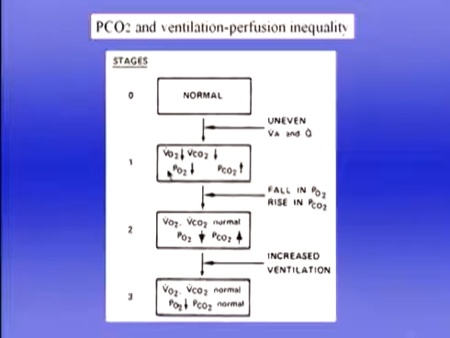We now move to stage 2, where the oxygen uptake and the CO2 output return to the normal values. But to do that, the PO2 has to fall even further, as shown here, and the PCO2 has to rise even further. This is a viable situation. In other words, the lung is transferring the right amounts of gas that the peripheral tissues require.